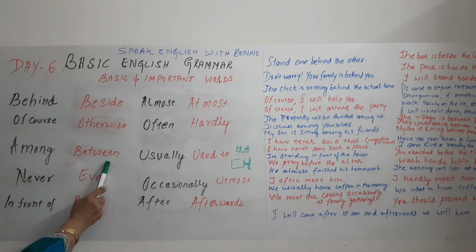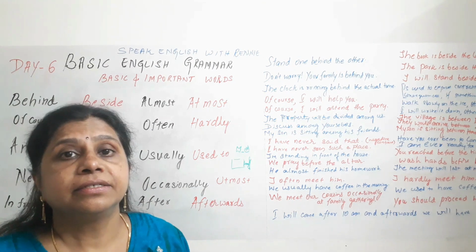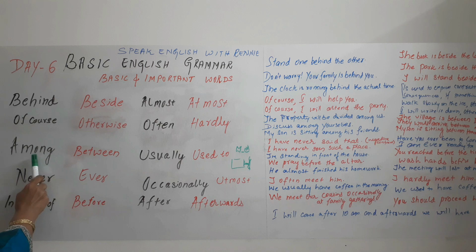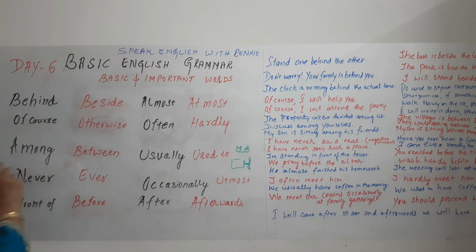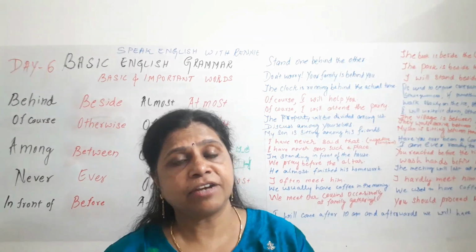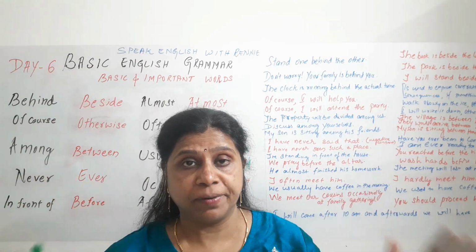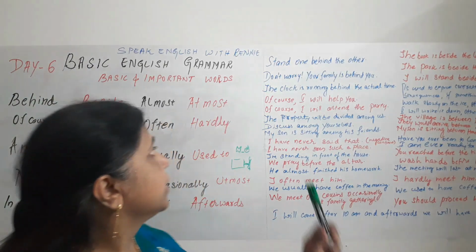among and between. You should not mix up among and between. What is among? Among refers to within a group of people, and between refers to the space separating two. So among means there is a group of people, and in that we are referring. Between means we are referring to two people, or two places, or two things. Alright? So let us see the sentence.